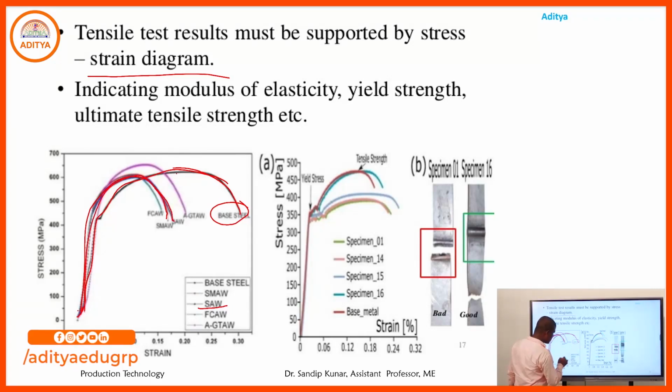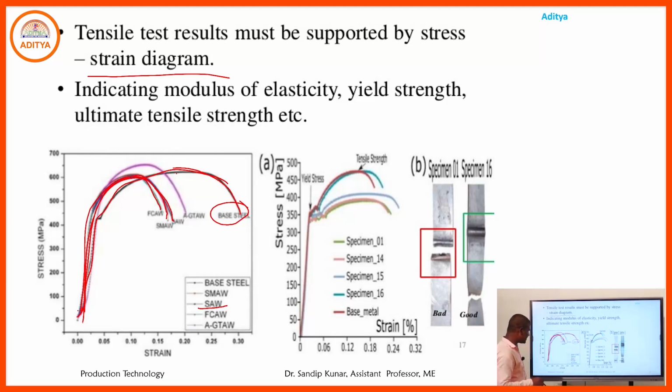Another is flux core arc welding, FCAW. That line shows the flux core arc welding stress strain diagram. Another is GTAW, gas tungsten arc welding. Different welding joints and welding techniques have different stress strain diagrams.